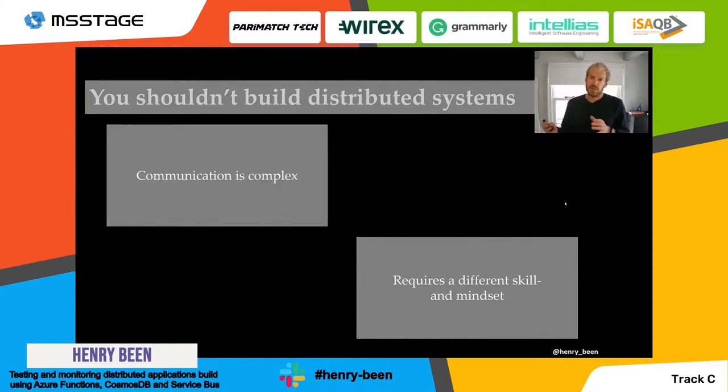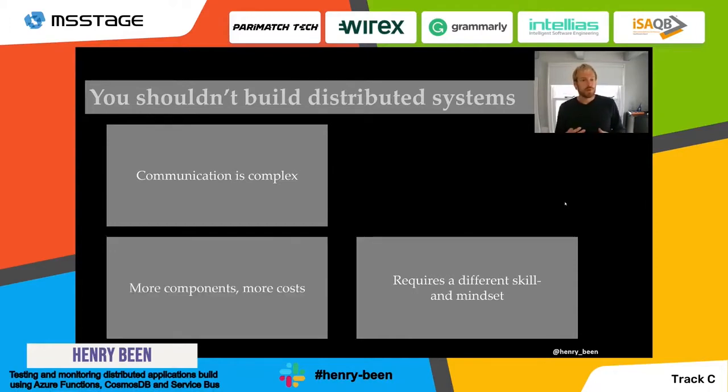Another thing, distributed systems are all about communication between different components, different applications, and that communication is complex. And what we know about complex situations is that they not only take a lot of time, but it's also very easy to get things wrong. And it's very hard to predict how a change will really work out in the real world.